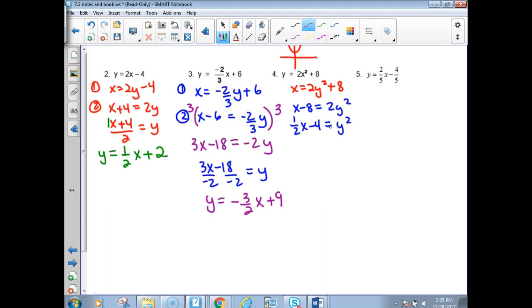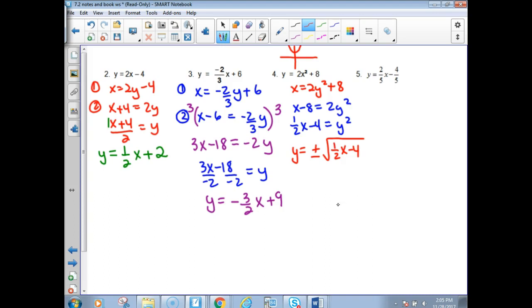Well, what do I do now when I want to solve for y squared? And you get y alone. Take the square root. Okay, but whenever you have something squared, how many solutions should it have? All right, so we don't want to forget the plus or minus. Okay, so let's go ahead and turn it around. Y equals plus or minus the square root of 1 half x minus 4.